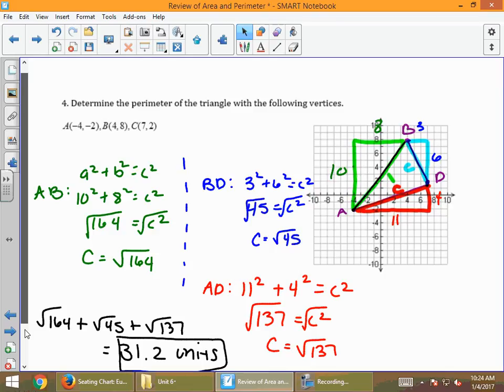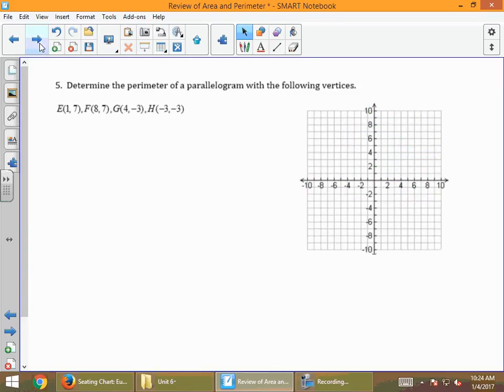All right, number 4. By number 4, I mean number 5. Look at this guy. Determine the perimeter of the parallelogram with the following vertices, E, F, G, H. First thing first, what do I need to do? Plot points. Great. Do the same thing myself, and label as well.